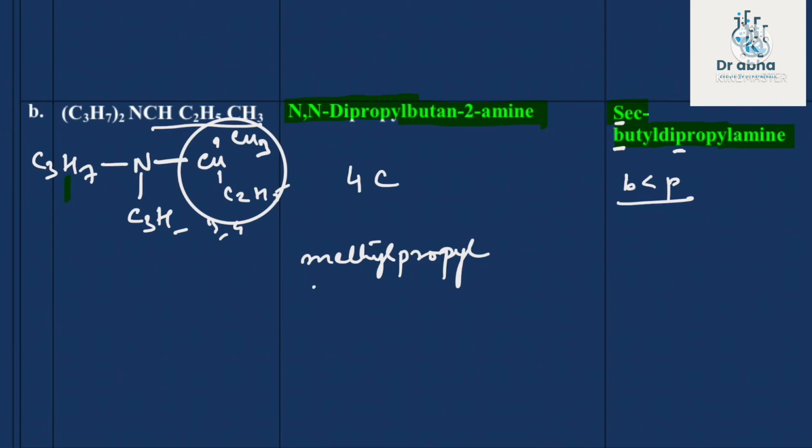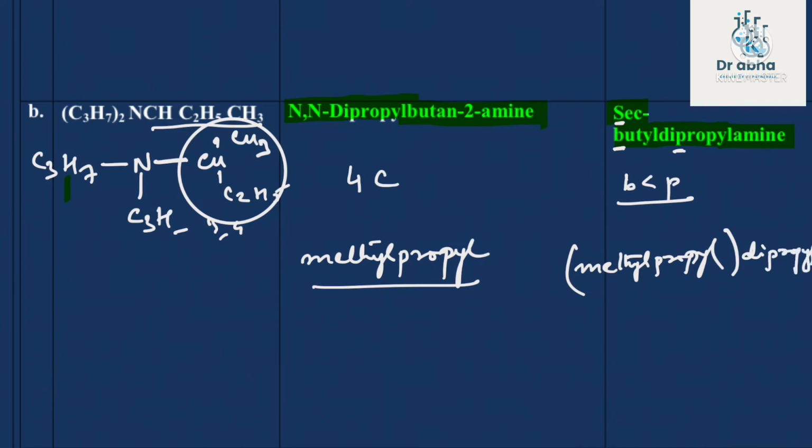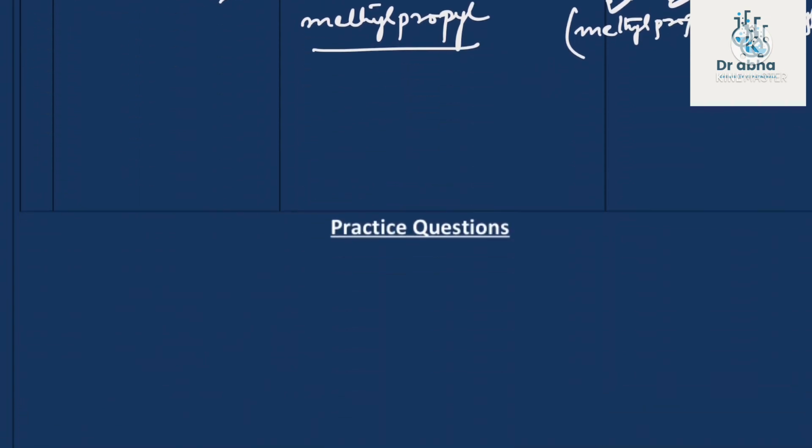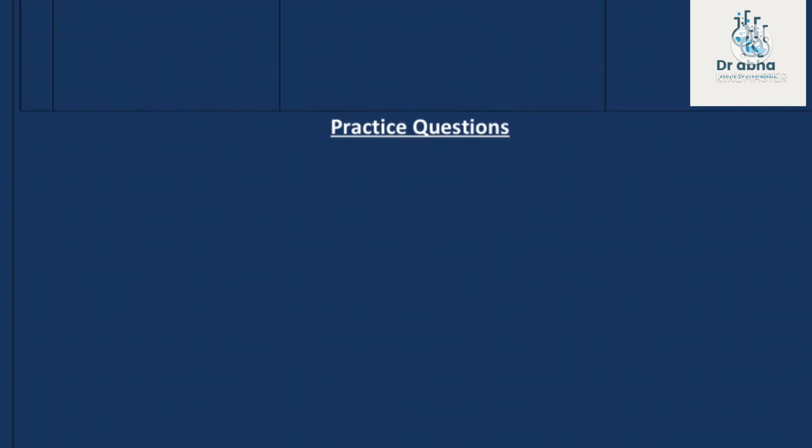And please mind, if you are writing methyl propyl, then you will write methyl propyl in brackets and then dipropyl amine. Now why are you writing this? Because if you are not using brackets, methyl propyl can be taken as different alkyl groups. But you know it is a single alkyl group, so you will put it in brackets. Let's do a few practice questions, right?